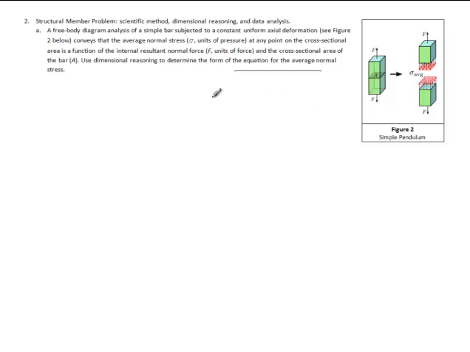So first off, we're using dimensional reasoning to determine the form of the equation for the average normal stress. So what we're going to do is use this statement right here, that the average normal stress at any point on the cross-sectional area is a function of the internal resultant normal force and the cross-sectional area. Okay, so the average normal stress, sigma, Greek letter s, you'll probably recognize from math as big sigma, or sideways M or W. Okay, so stress is a function of the resultant normal force, F, and the cross-sectional area, A.